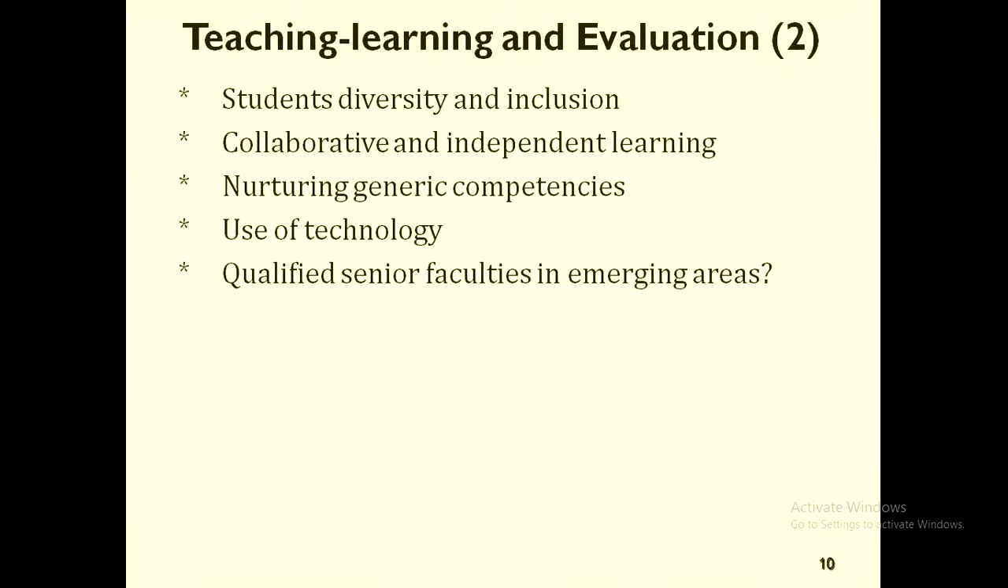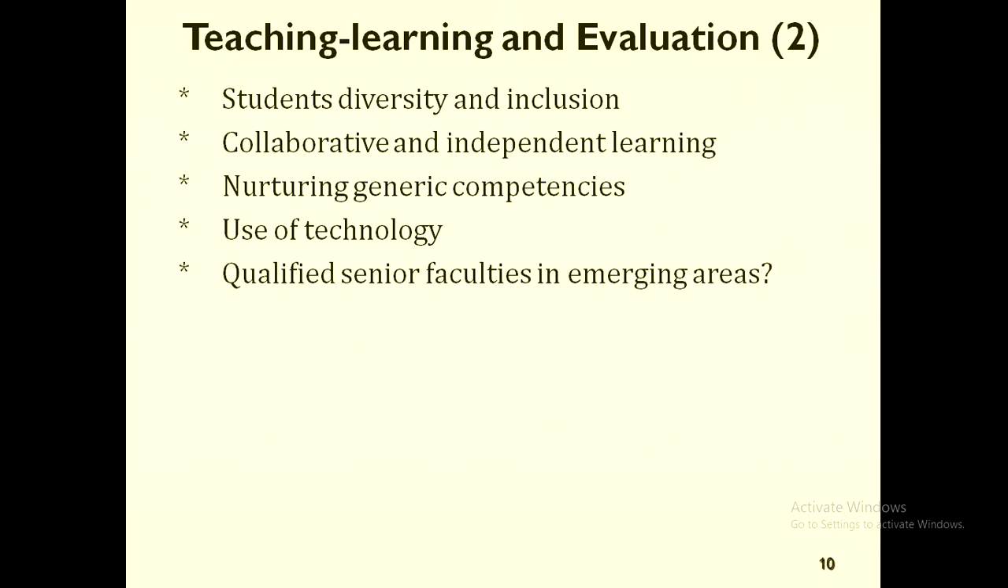And it also consists of student diversity and inclusion: how many students are coming from this state, how many students are coming from outside these states, the state-wise distribution, and the country-wise distribution. Also, whether the students are encouraged for collaborative and independent learning, whether they are discussing among themselves for collaborative learning, and whether there is any procedural measurement we have taken or not.